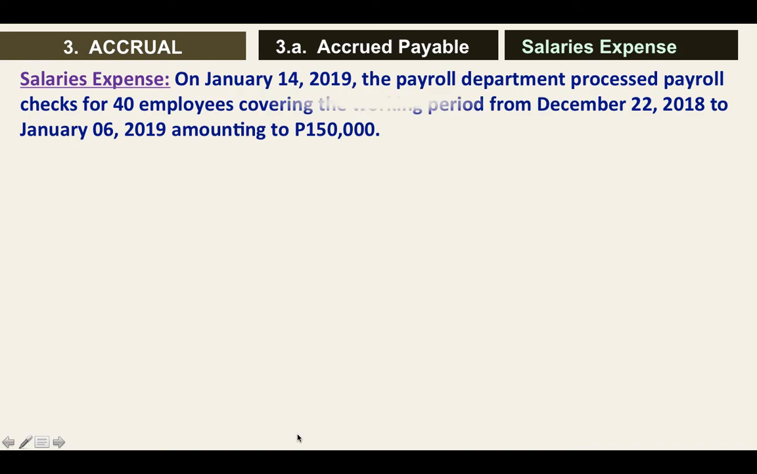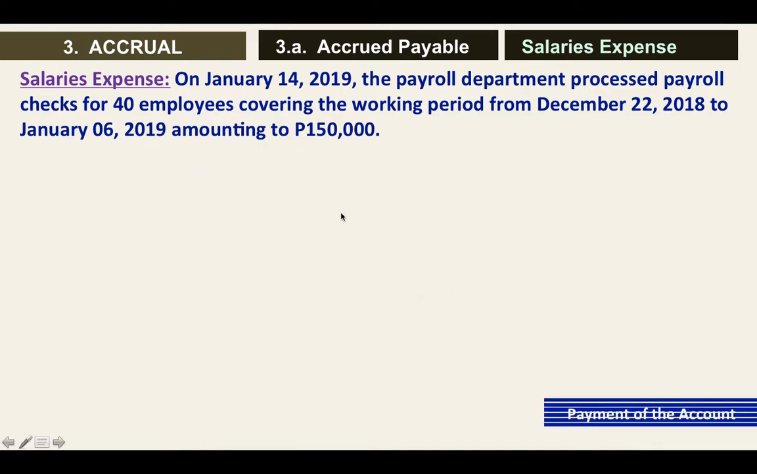Next class is accrued payable in relation to salaries. Okay, this is our transactions. On January 14, 2019, the payroll department processed payroll checks for 40 employees covering the working period from December 22, 2018 to January 6, 2019 amounting to 150,000.